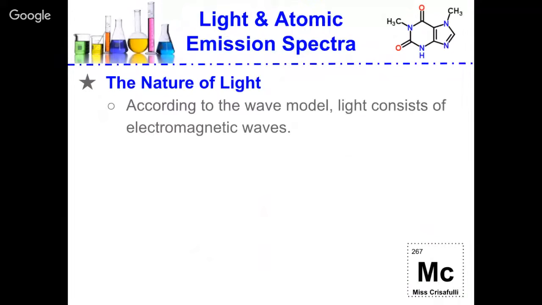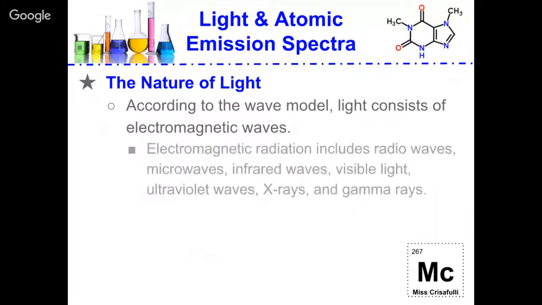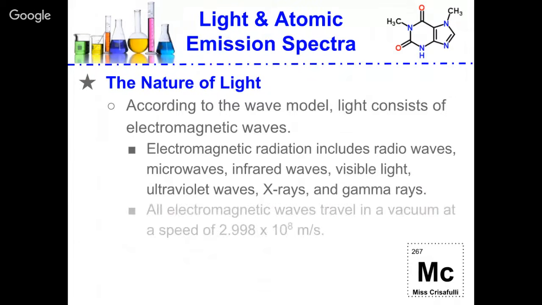Continuing with the nature of light, according to the wave model, light consists of electromagnetic waves. Electromagnetic radiation includes radio waves, microwaves, infrared waves, visible light, ultraviolet light, X-rays, and gamma rays. All electromagnetic waves travel in a vacuum at the speed of 2.998 times 10 to the 8th meters per second, which is also known as the speed of light.